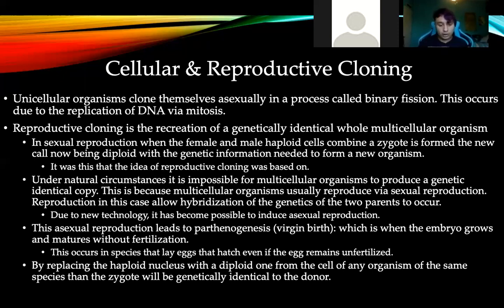However, reproductive cloning is an asexual reproduction, which leads to parthenogenesis, or virgin birth. This is when the embryo grows and matures without fertilization. As an example, this occurs in species that lay eggs that hatch even if the egg is laid unfertilized. This is done by replacing the haploid nucleus with a diploid one from a cell of any organism of the same species as the zygote. Then the zygote will be genetically identical to whatever donor it acquired.